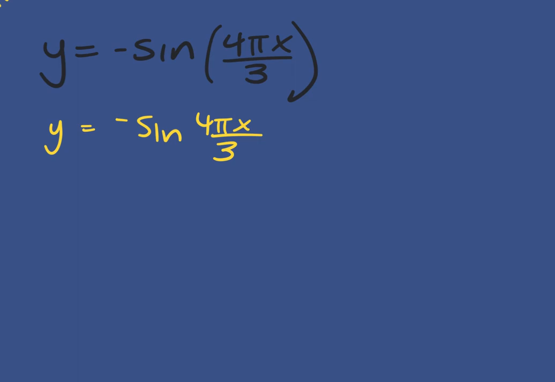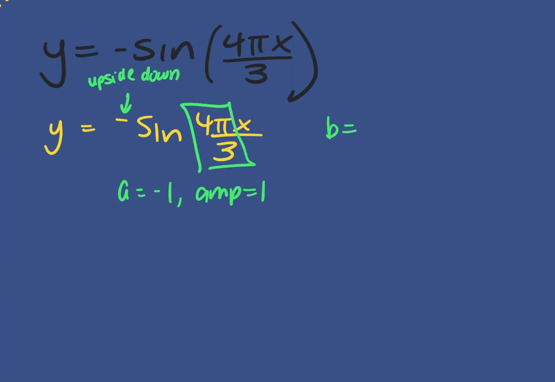All right, so let's say I'm graphing this. First of all, it's sine, so it takes that S curve. Secondly, it's got a negative, which means this is going to be flipped upside down. Then my A is -1, which is that upside down. The amplitude is 1. The B is this whole thing, because it's what's next to the X.